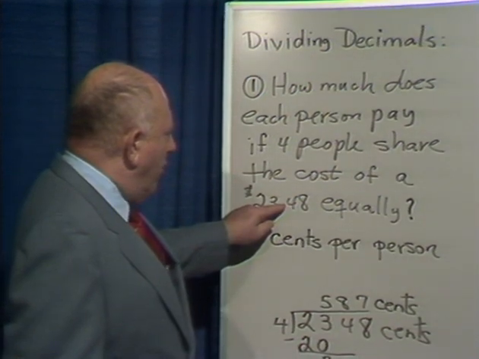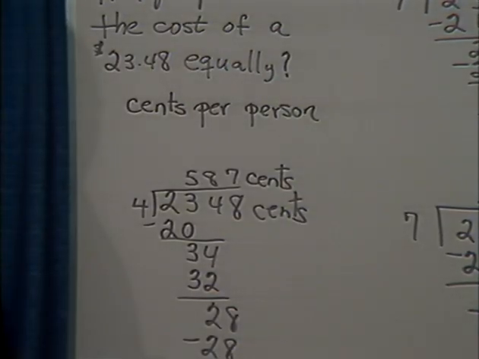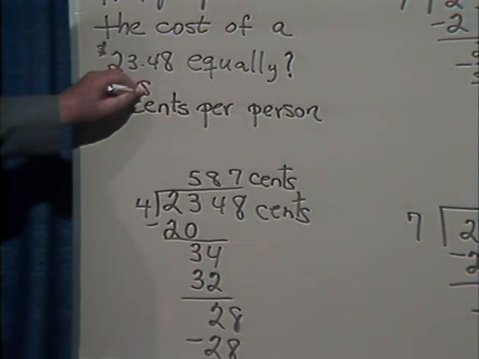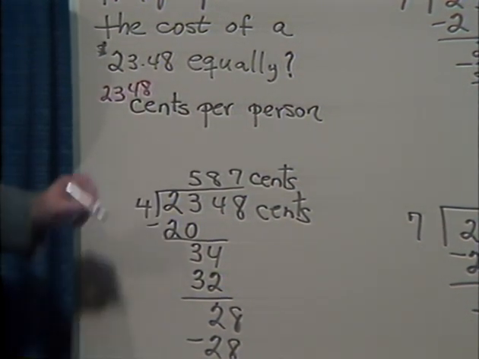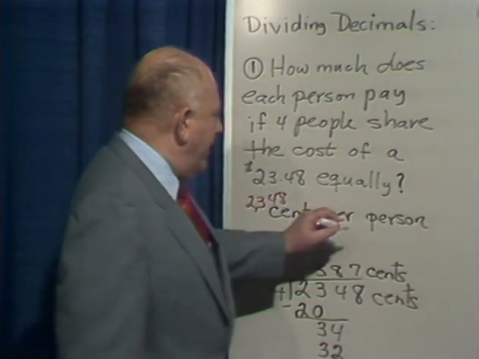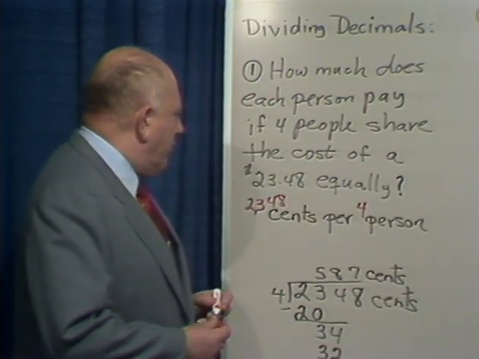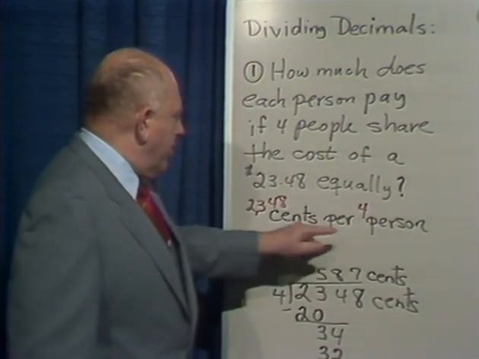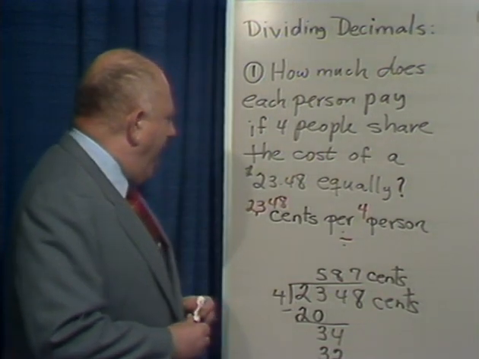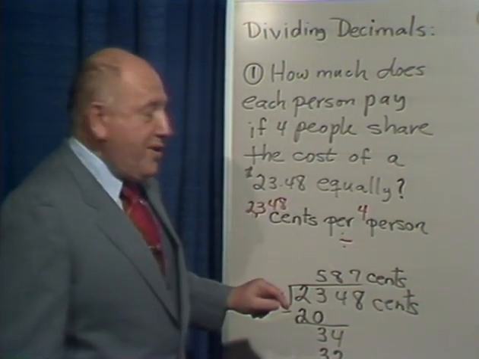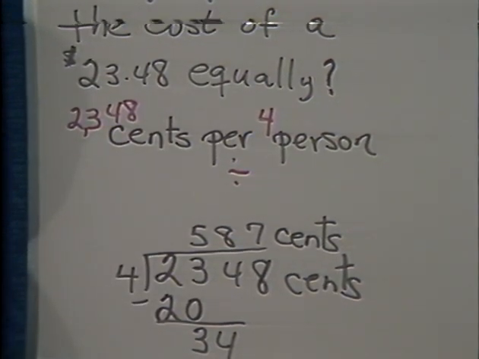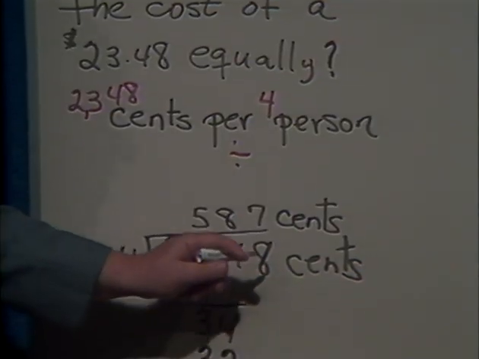You see, if the decimal point weren't in here, this would look like 2,348. But 2,348 of what denomination? Cents. And how many people are there? 4. So the problem is cents per person. Per means divided by. So we're going to divide 2,348 by 4.